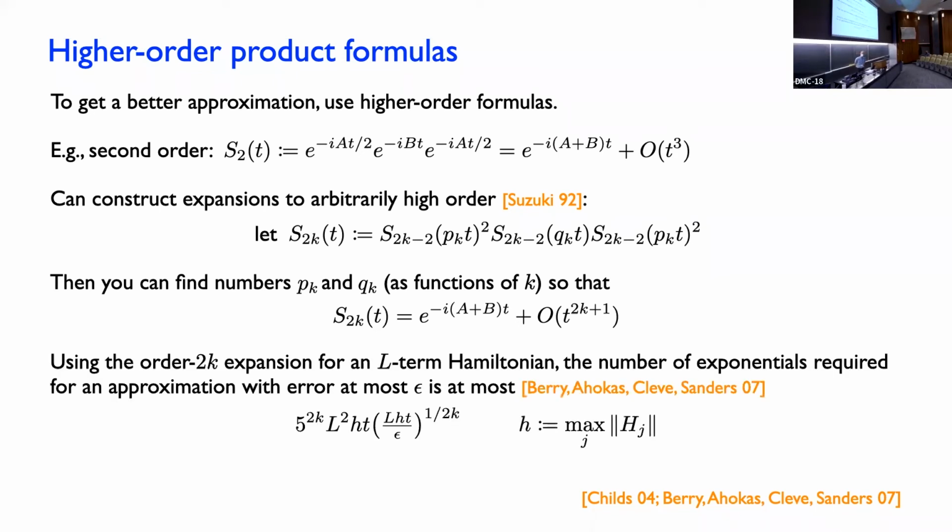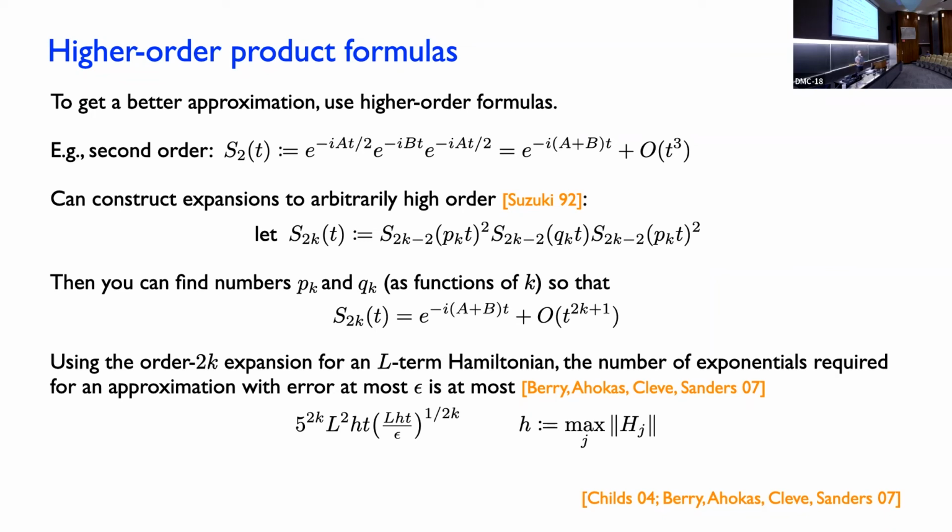And so if you do that calculation, you can show the following. If you want to simulate a Hamiltonian, and you can generalize this from the case with 2 terms to the case with L terms, and you use this order 2k approximation of the evolution operator, then you get a simulation that uses a number of elementary exponentials, so a number of exponentials of the elementary terms of the Hamiltonian, that scales close to linearly in t. So it scales like t to the 1 plus 1 over 2k, where 2k is the order of the approximation.